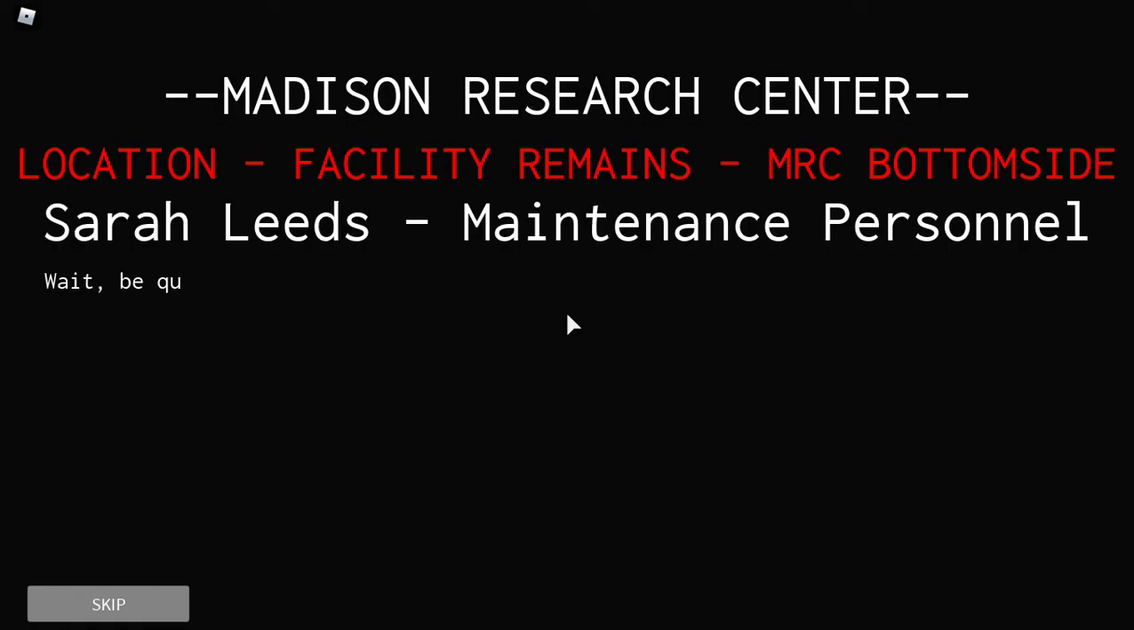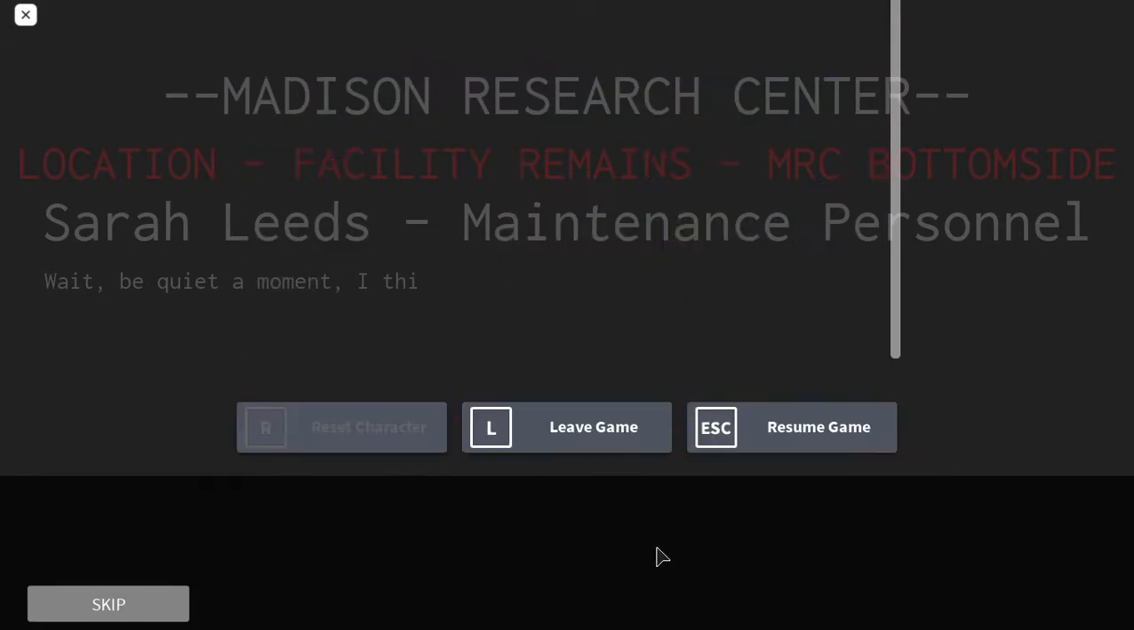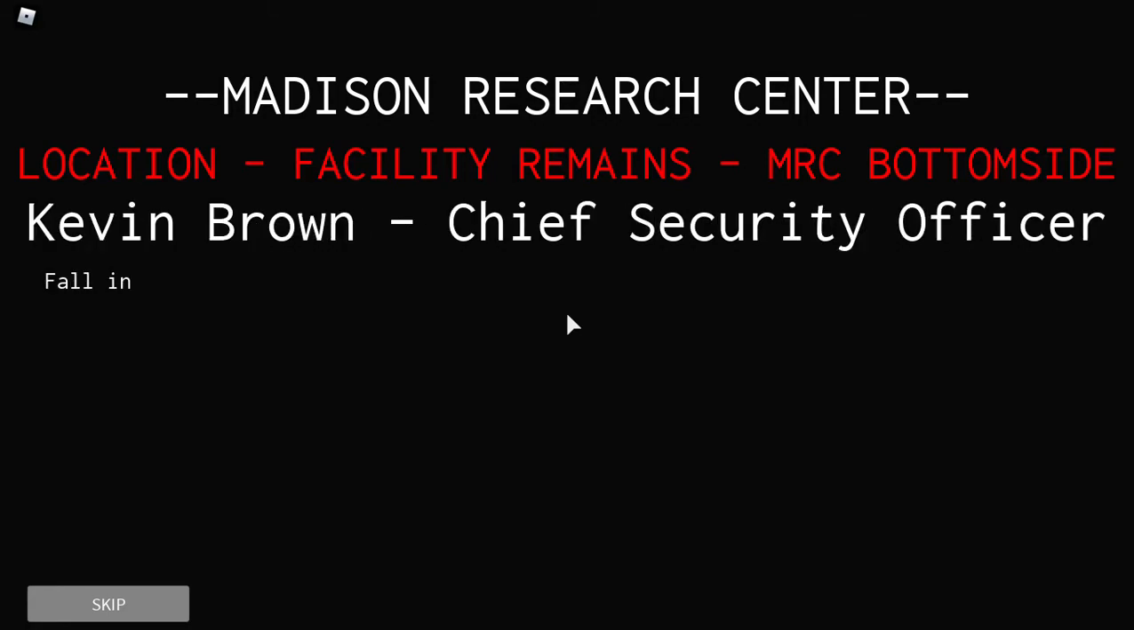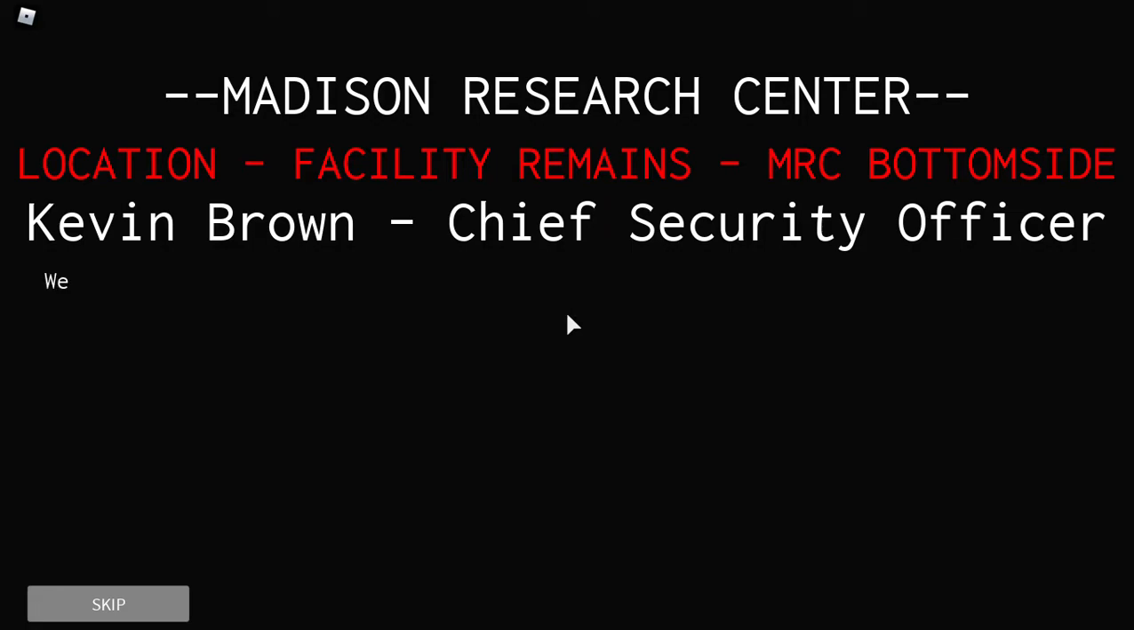I think I hear footsteps. Hey! Hey! Help us! Following them, we have Bravo Field. This is Squadron Bravo 3, locate an impact flash shelter. Right. Over. We're going to open up now. Hold on.